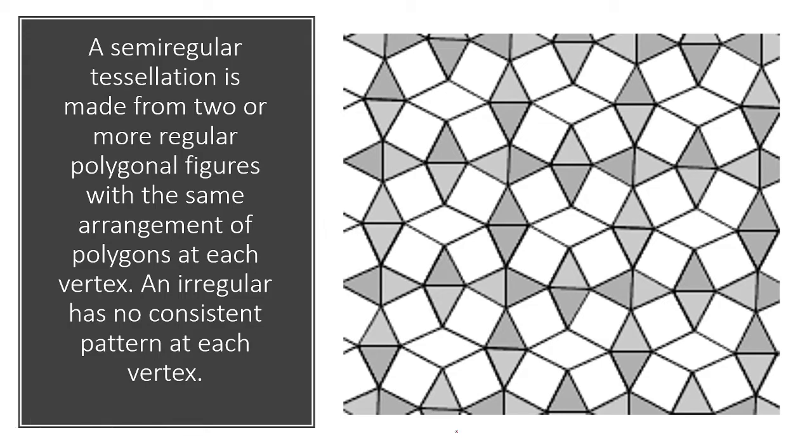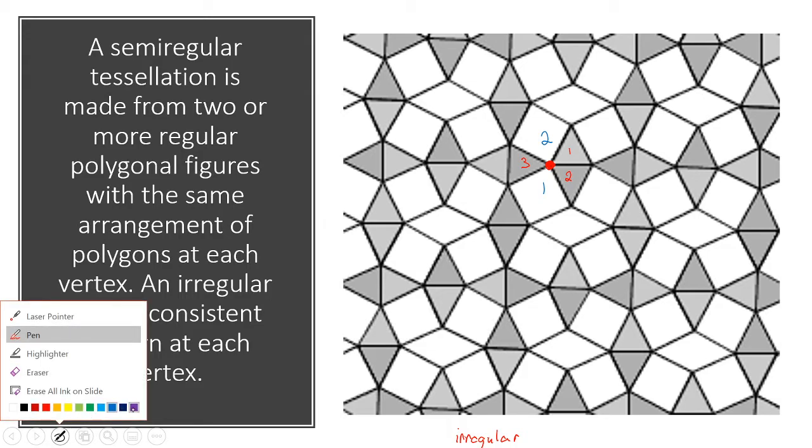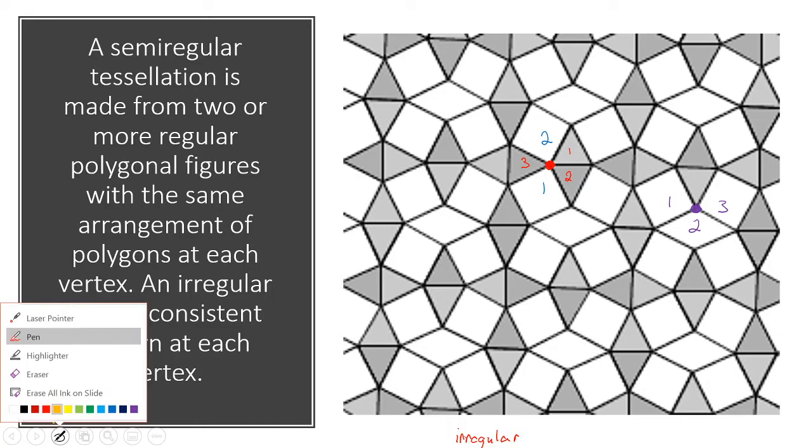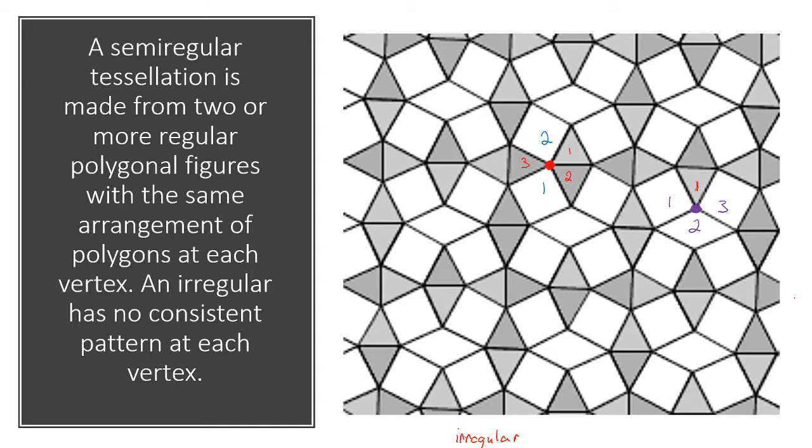So this is an example of an irregular. On the next couple of slides, I've got an irregular and a semi-regular for you. But in this particular slide, let's choose a vertex. If we choose this vertex right here, I'm going to see 1, 2, 3 triangles and 1, 2 squares. Do you see that? Now, if I go to another vertex, let's say this vertex right here, on this particular vertex, we have 1, 2, 3 squares and 1 triangle.